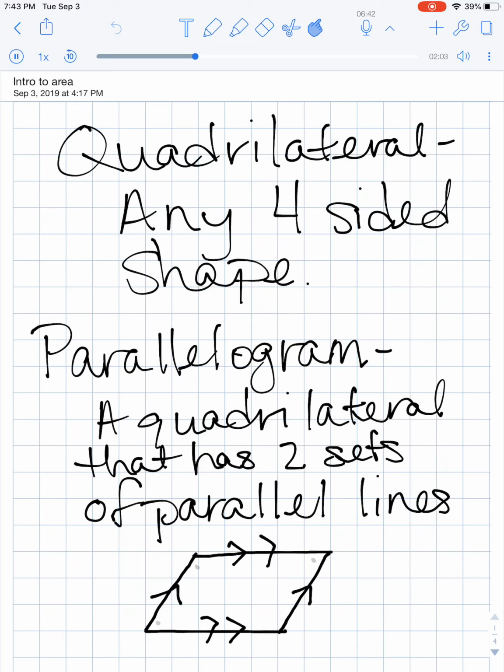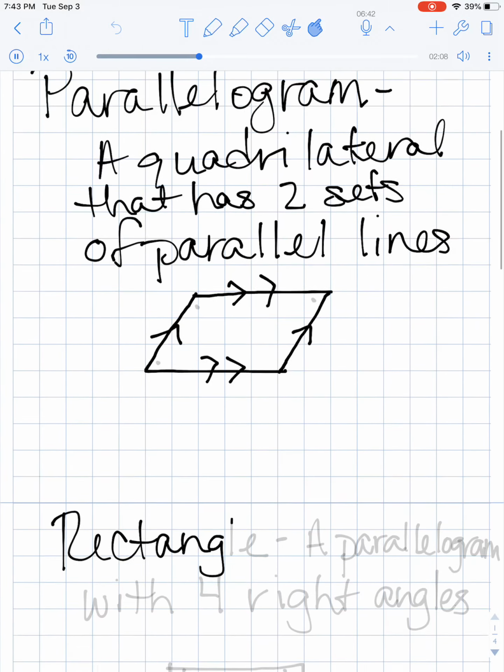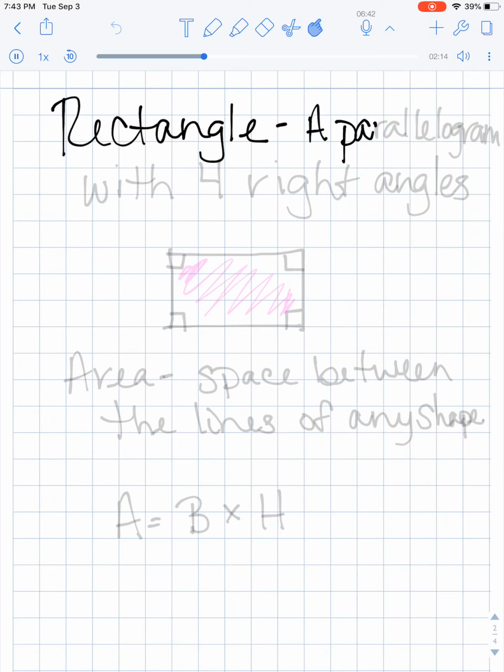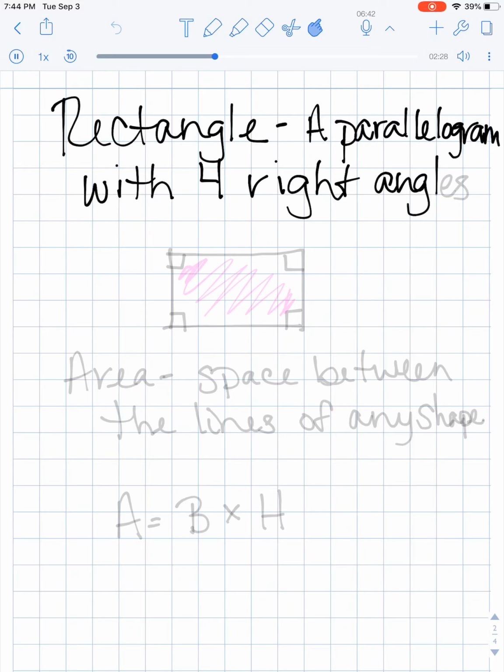Now, in contrast, a rectangle is a parallelogram with four right angles. Okay? And the difference there between a rectangle and a parallelogram is just that you've got a right angle in each of the four corners.